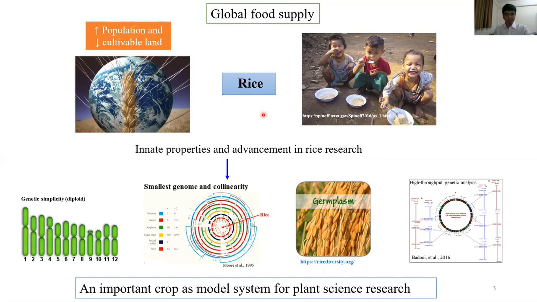There are different factors that made this rice one of the most important model system for the plant science research. So the factors includes the innate properties of the rice, like the genetic simplicity, the diploid genome of the rice, smallest genome within the crop plants and collinearity with the other crop plants, available germplasm and the high throughput genetic analysis by the available several markers.